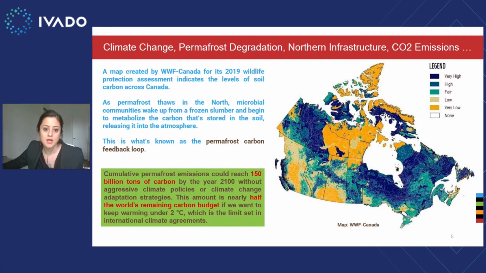This map shows the levels of soil carbon across Canada. Just consider the northern regions, which are rich in ice and at the same time carbon. These blue regions are very high in carbon. Then cumulative permafrost emissions could reach 150 billion tons of carbon by the year 2100 without aggressive climate policies or climate change adaptation strategies.